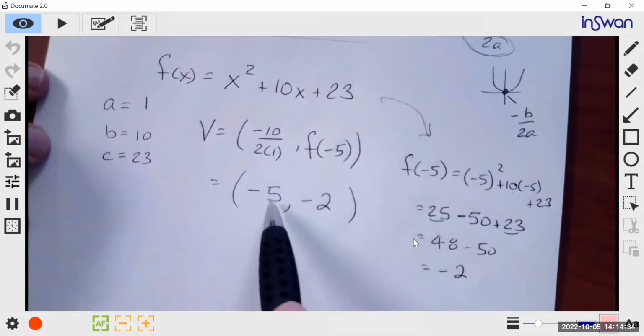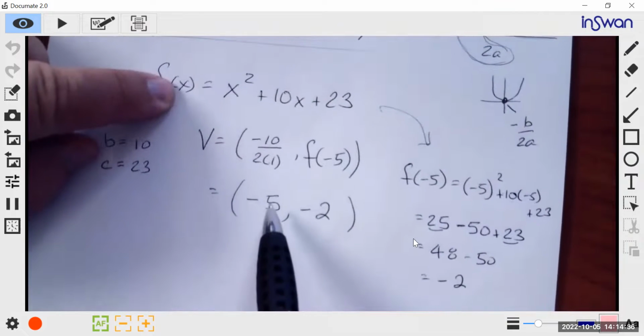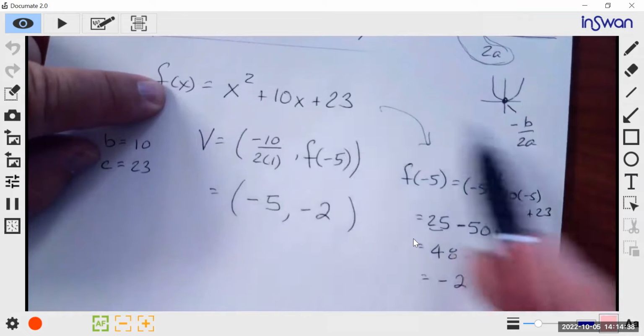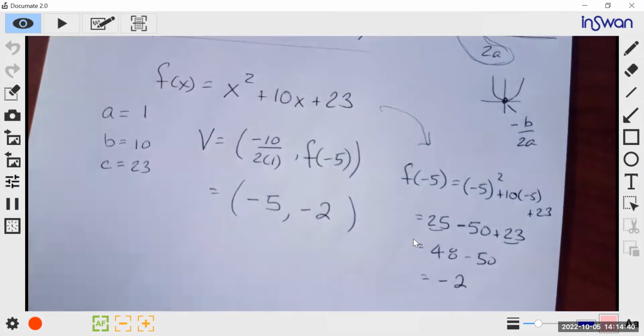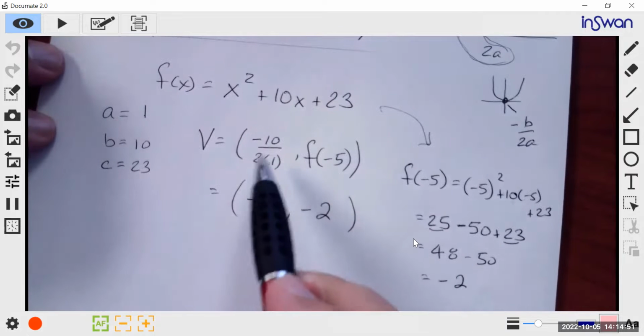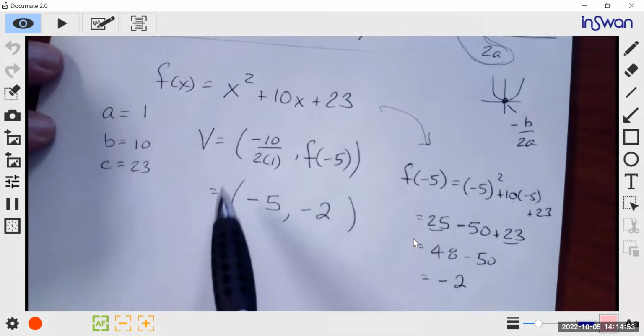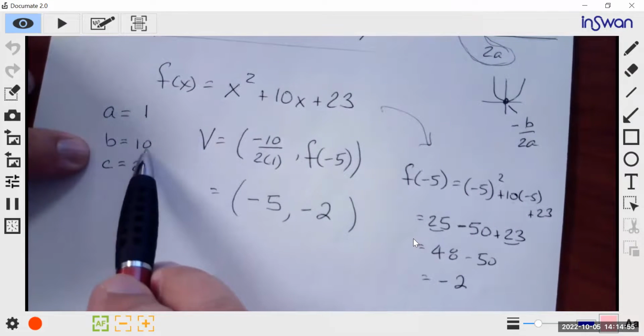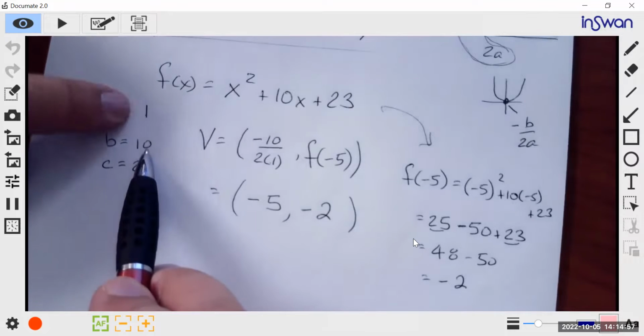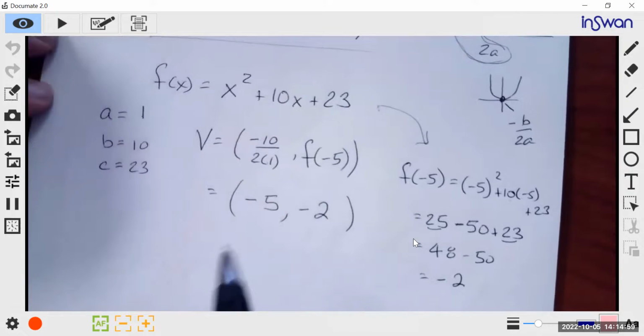Once you find the x value, plug the x back in the equation, work it out, find me the y value. Pretty straightforward. The only real calculation you have to do is the negative b over 2a. Negative b, so it's negative 10 over 2 times 1. Work it out.